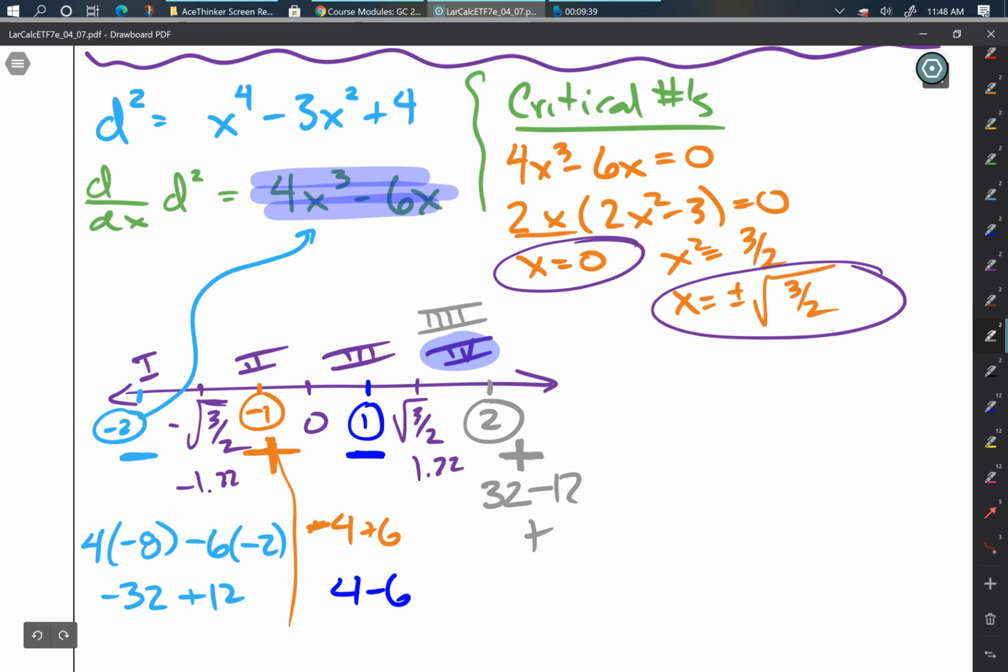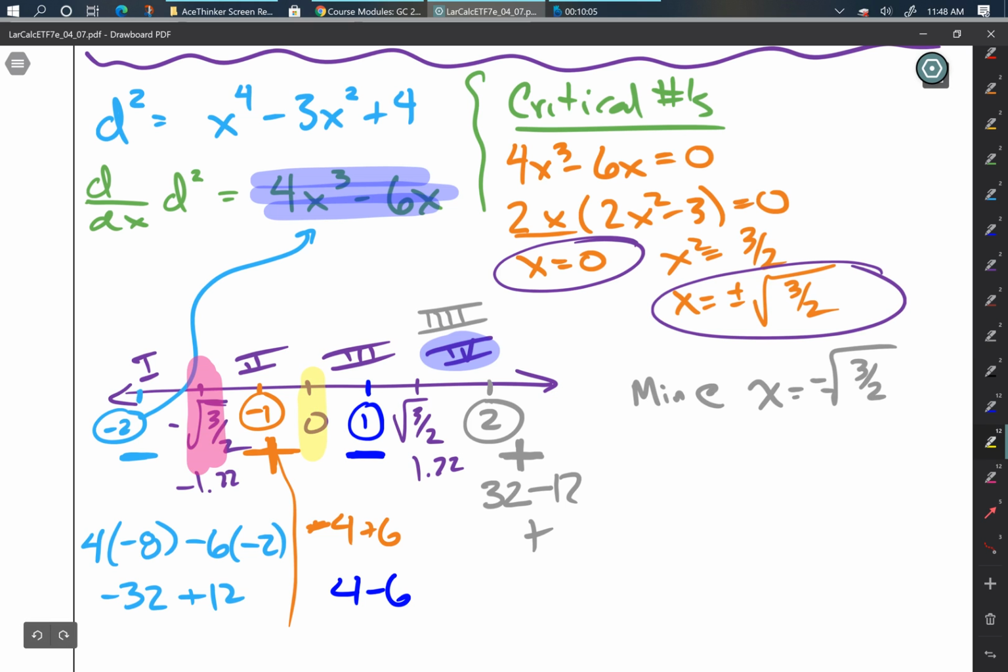All right, so I'm confused. What does this mean? Well, this was a critical number. To the left, it was negative. To the right, it's positive. To the left, the first derivative was negative. To the right, the first derivative was positive, so that means it's some sort of a minimum. So we have a min at x equals negative root 3/2.